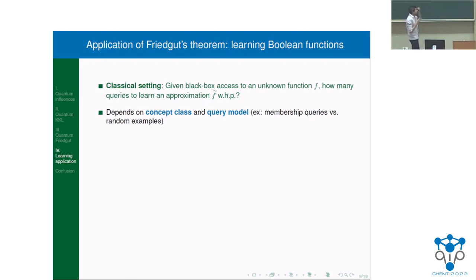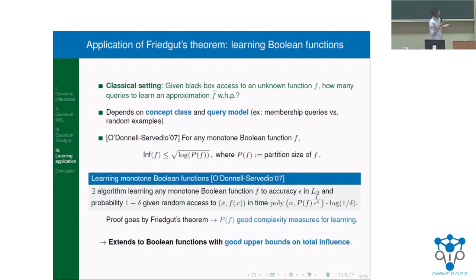So classically, the idea here is that you are given black box access to some Boolean function f, and you want to know how many times you have to query this function so that you can learn some description of an approximation f tilde of f. And of course, this will depend very much on what kind of function you have at hand. So this is the notion of concept class. Which set of functions does this function belong to? And what is your query model? So can you query the function on a bit string that you have chosen, or do you only have access to random examples? And there are many results in this direction.